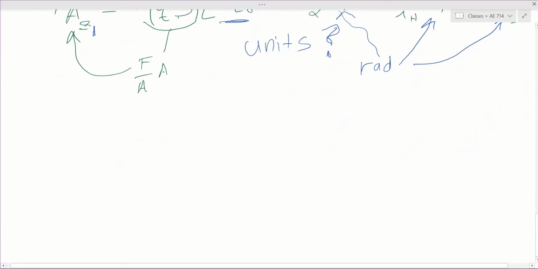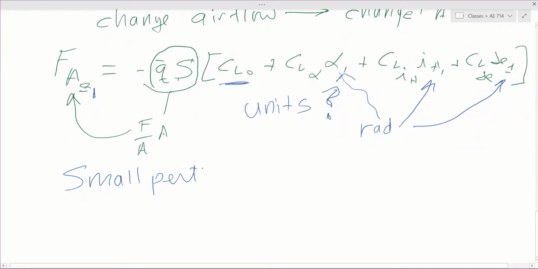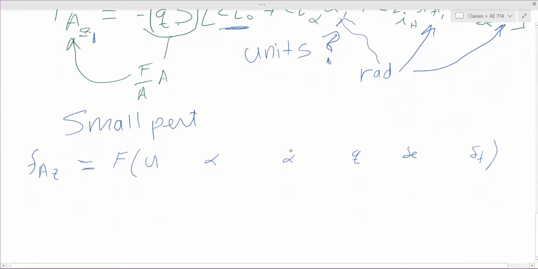So now let's look at our small perturbation. An example of our model for that, let's look at small perturbation FAZ. It's going to be a function of, and we're going to write our model out a little later, u, little alpha dot, q, delta E, and delta F. And we'll write it in terms of coefficients and multiply by q bar S, but I want to look at the units of the variables in here.